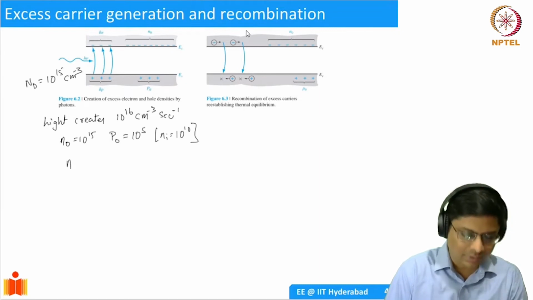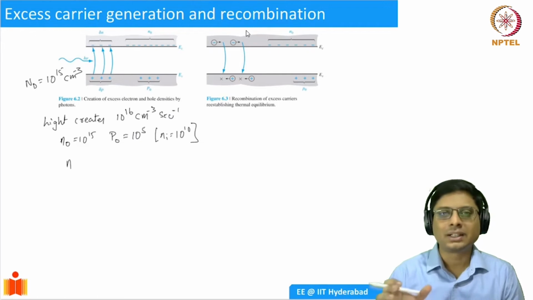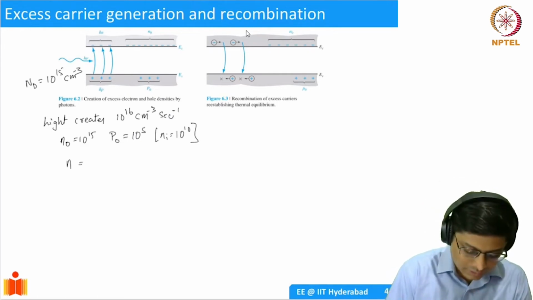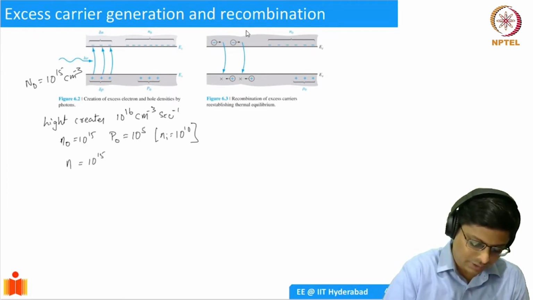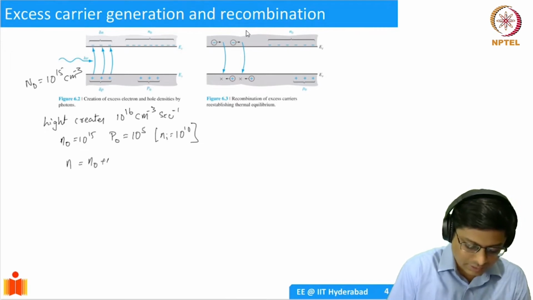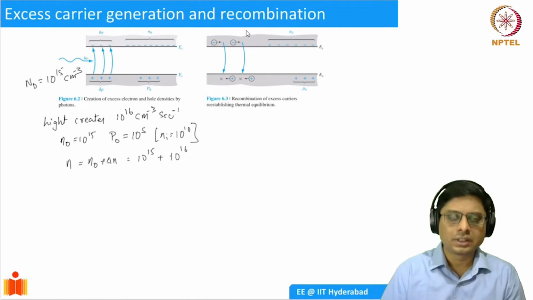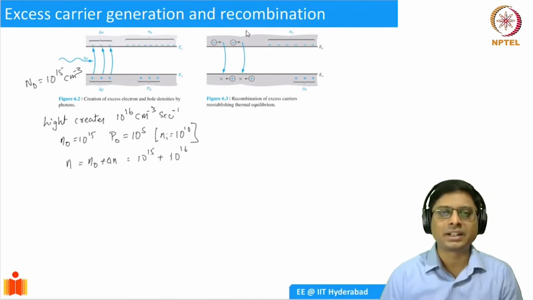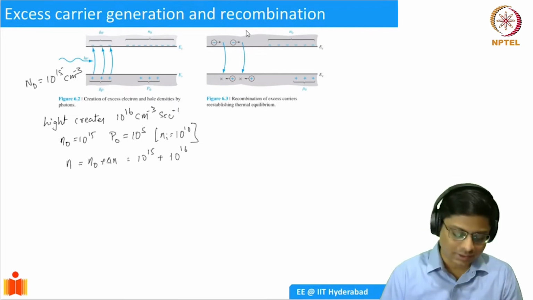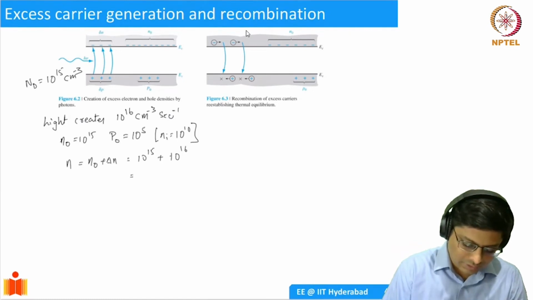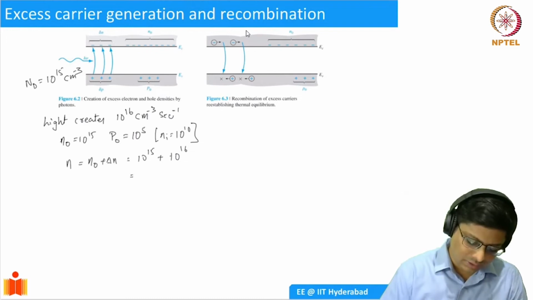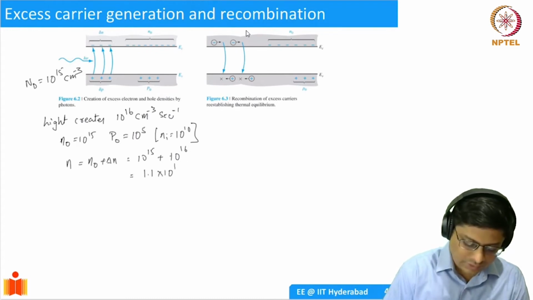Now I'll introduce N to denote the non-equilibrium total carrier density. N is going to be 10 power 15, the equilibrium density, plus delta N. So I'll write it as N0 plus delta N, by which I mean 10 power 15, the equilibrium density, plus 10 power 16, which is the excess minority carriers or excess electron hole pairs that I'm creating in the lattice, right? 10 power 16 per second. So what will this be? This is going to be 1.1 into 10 power 16.